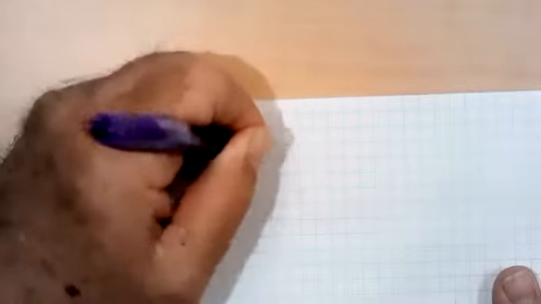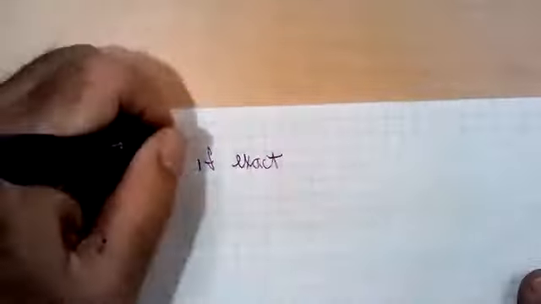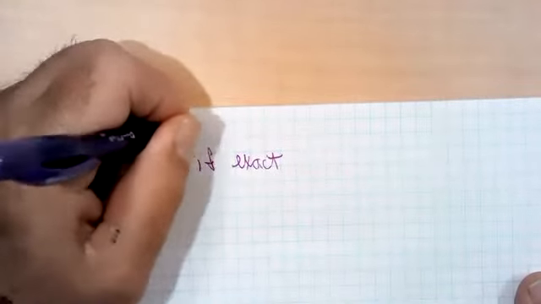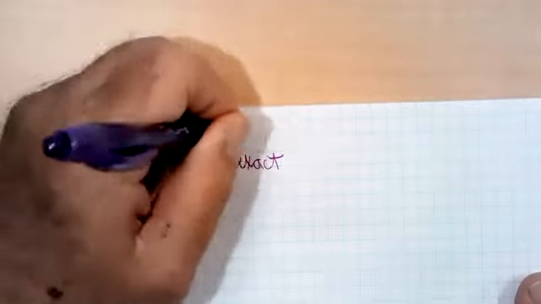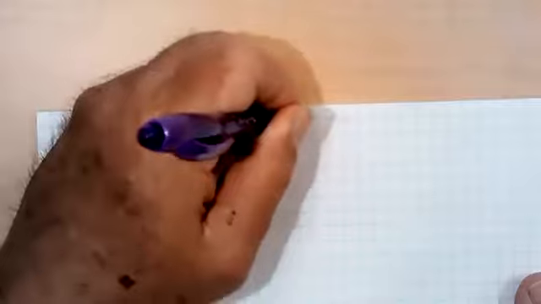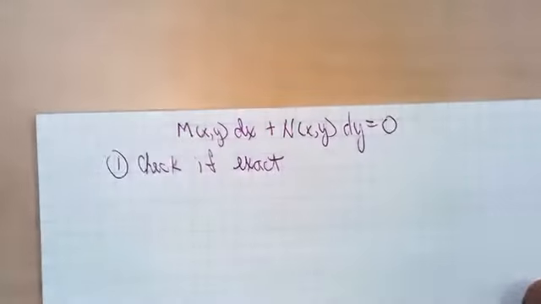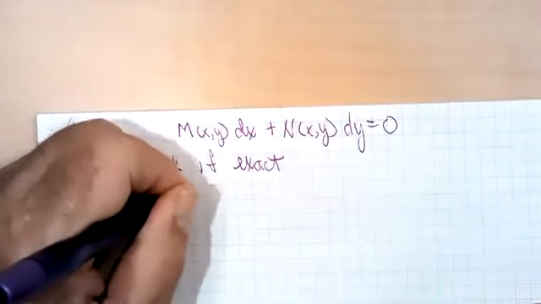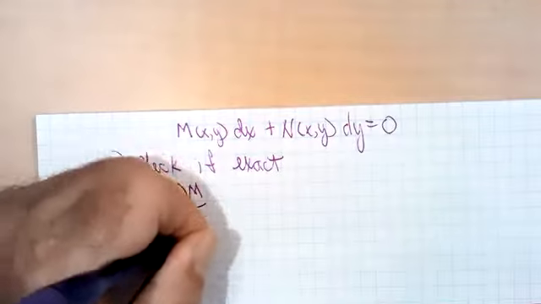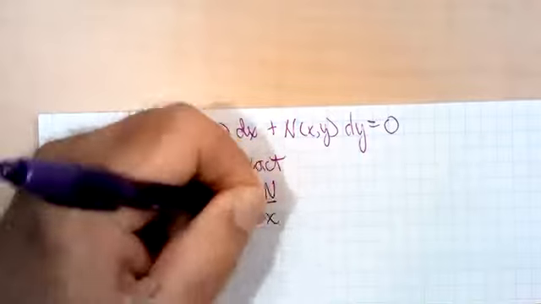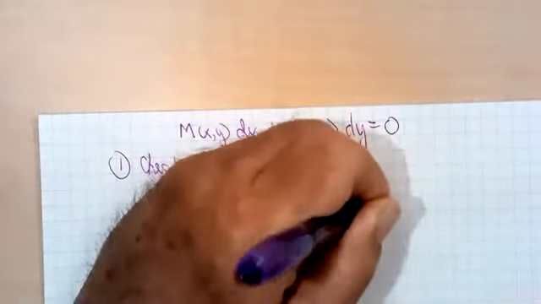The steps are these. Step one: check to see if it's exact. Now we're starting with something like M of x,y dx plus N of x,y dy equals 0. So how do we know if it's exact? If partial of M with respect to y equals partial of N with respect to x, then it's exact.